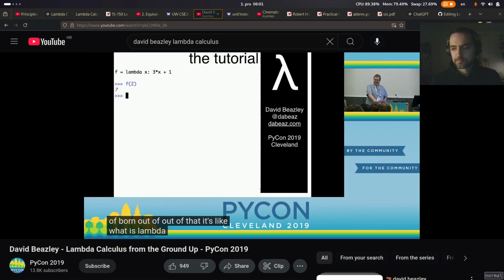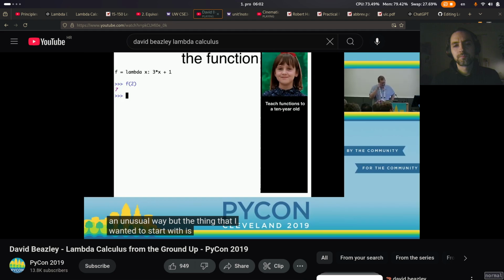It's like, what is Lambda Calculus? And how does it work? I think it's going to be really cool. My experience with it is like, this is just insane and crazy, and I think it'll be fun. So that's what we're going to talk about, and I'm going to step you through it in maybe an unusual way. But the thing that I wanted to start with is that thing that I got up on the slide, the lambda x there.